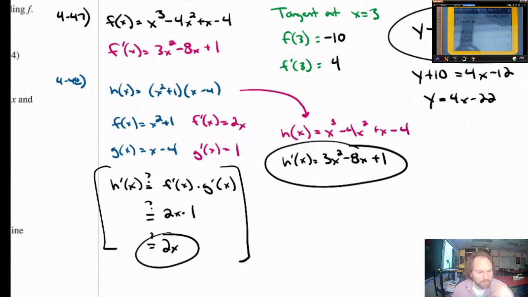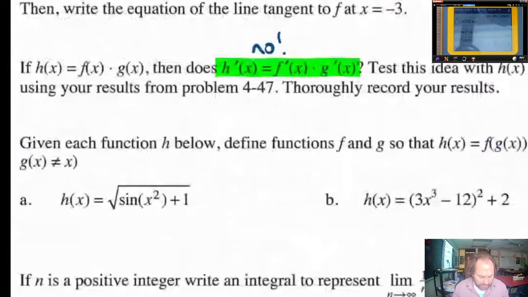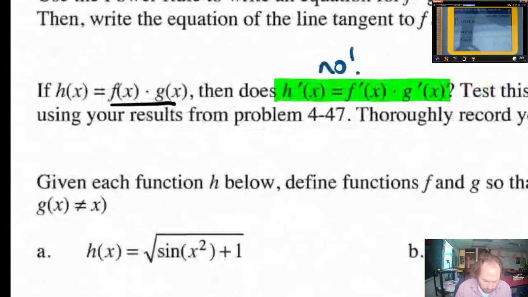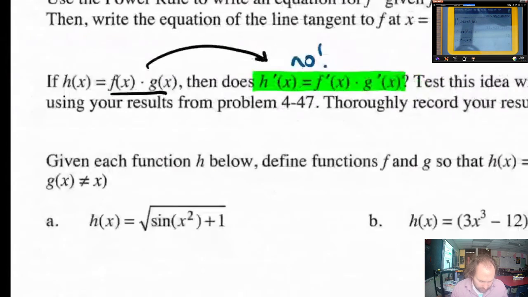This is previewing an idea called the product rule, which we won't be looking at for some time. But basically what you need to understand right now is that if you can express some original function as a multiplication like this, then you cannot do this. There's a whole separate rule you've got to use to handle functions that are products. So that would not be the case.